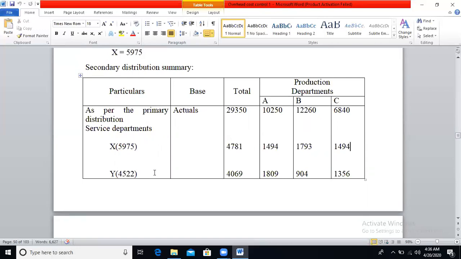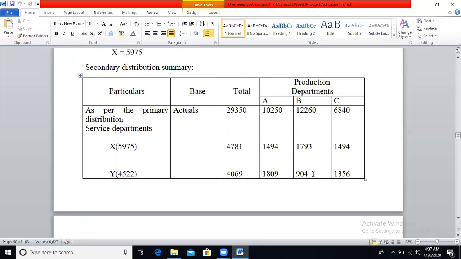Like that, reapportion service department Y expenses to all the production departments on the basis of Y percentages. The Y percentage will be for department A 40%, for department B 20%, and for department C 30%. So for department A, 4522 into 40%. If you calculate it, you will get 1808.8. So we will round it off to 1809.